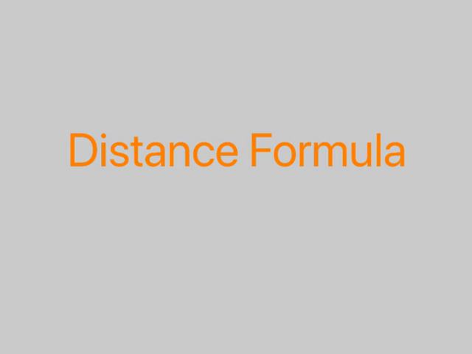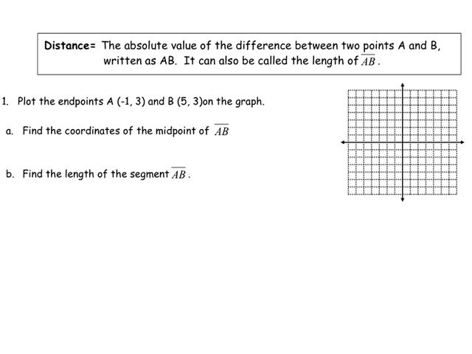Hi you guys, we're going to be learning about the distance formula today. So for our definition, I need you guys to write down for distance. That means that it's the absolute value of the difference between 2 points A and B, and it's going to be written as AB, or it can also be written as the length of segment AB.